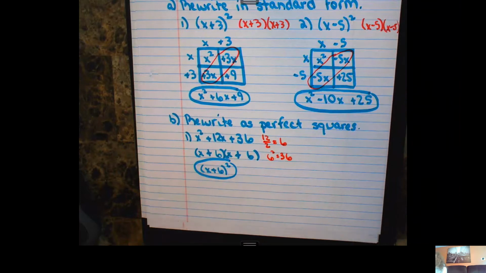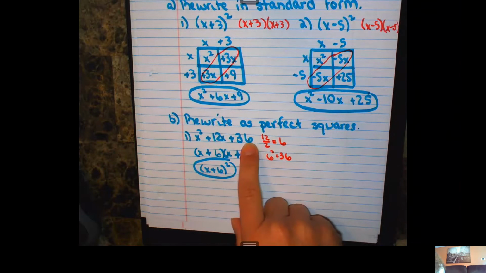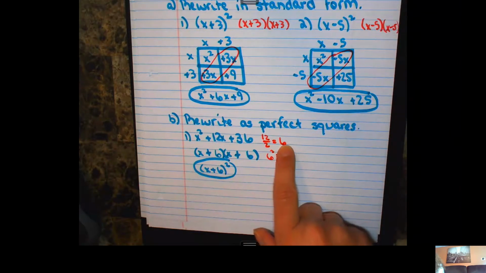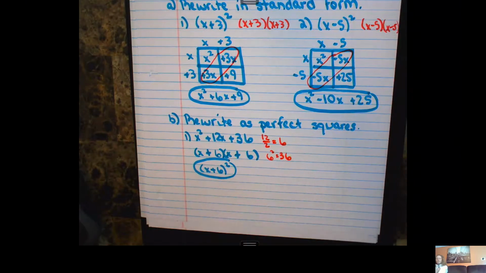So again, if it's a perfect square, half of this squaring it would give you 36. So half of 12 was 6, and if we square it, 36, it worked, so we're going to write it as a perfect square. Let's try another one.